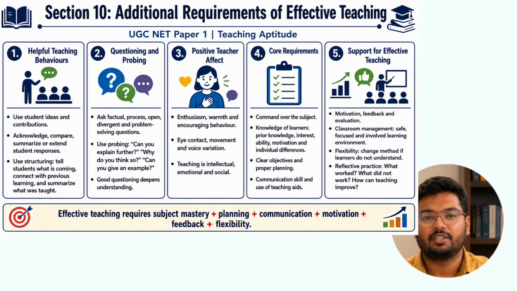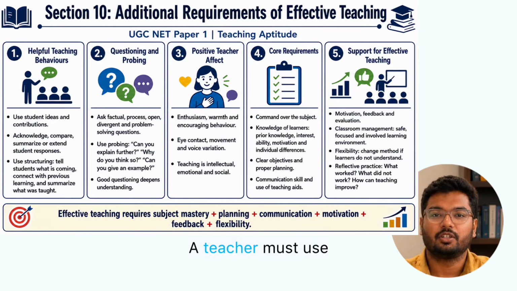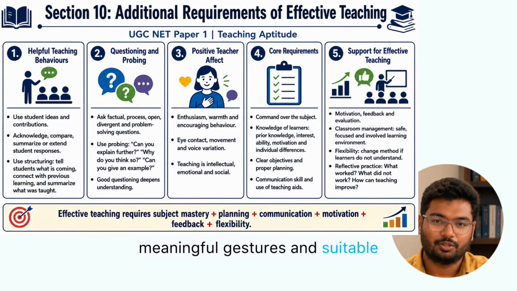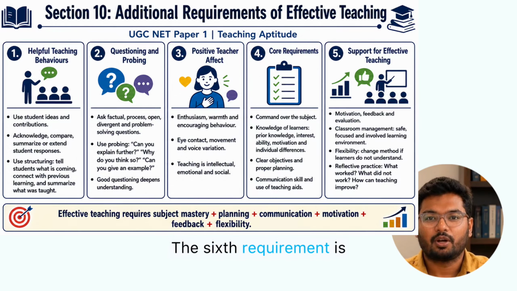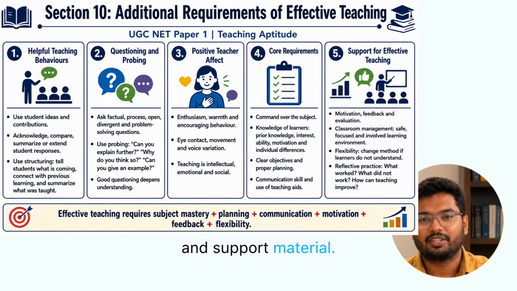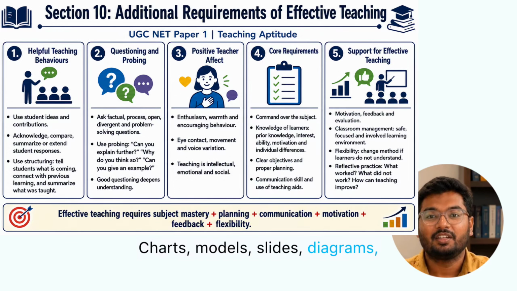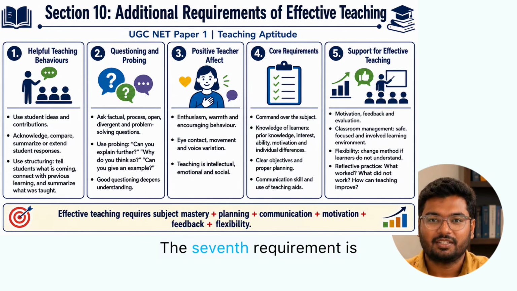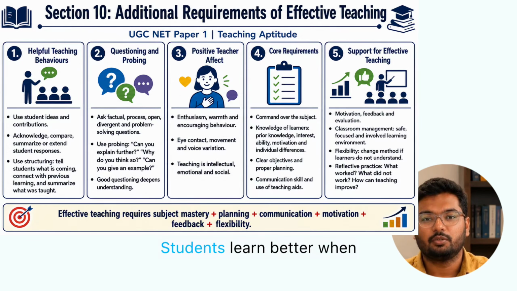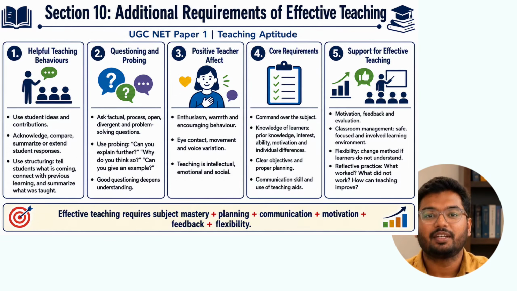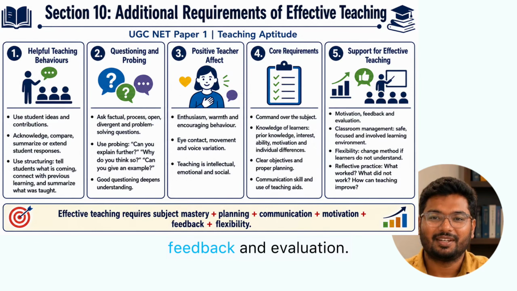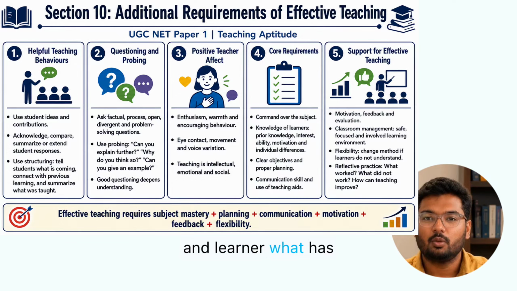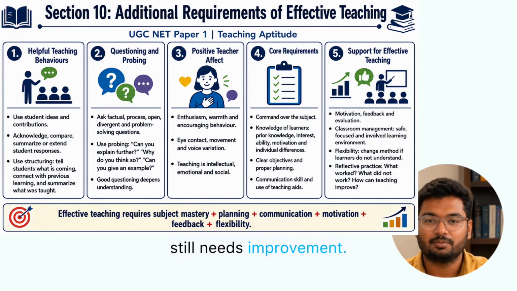The fifth requirement is communication skill. A teacher must use clear language, proper voice, meaningful gestures, and suitable examples. The sixth requirement is use of teaching aids and support material. Charts, models, slides, diagrams, videos, and demonstrations help make abstract concepts concrete. The seventh requirement is motivation. Students learn better when they see value in the topic. The eighth requirement is feedback and evaluation. Feedback tells both teacher and learner what has been achieved and what still needs improvement.